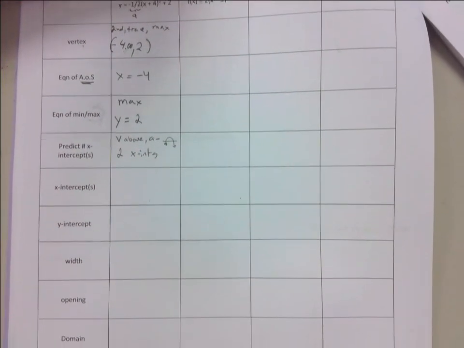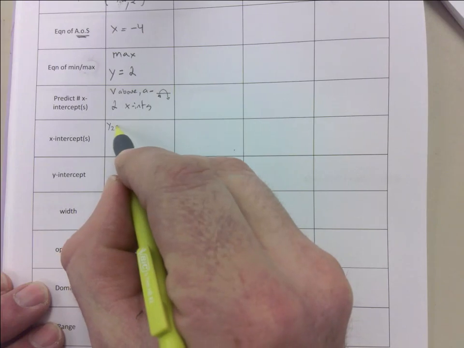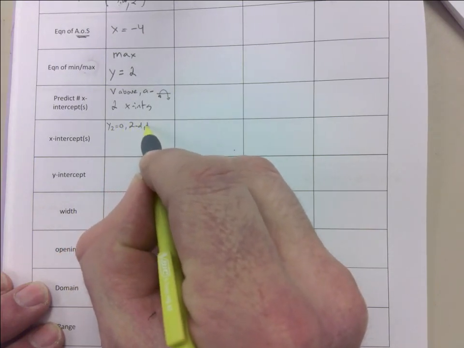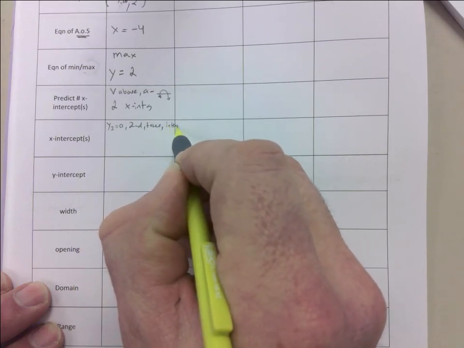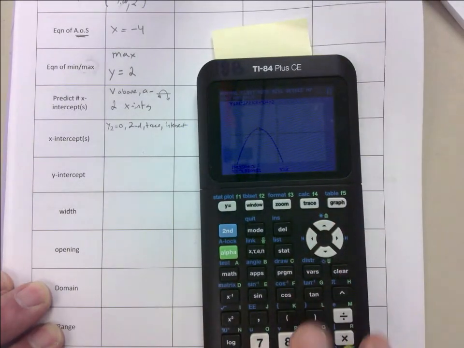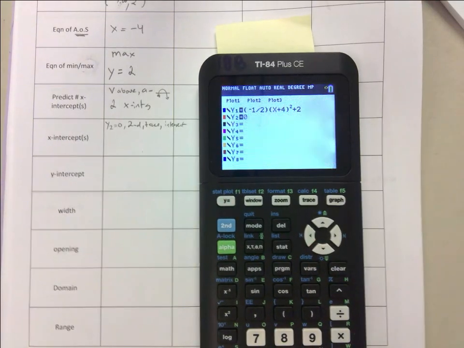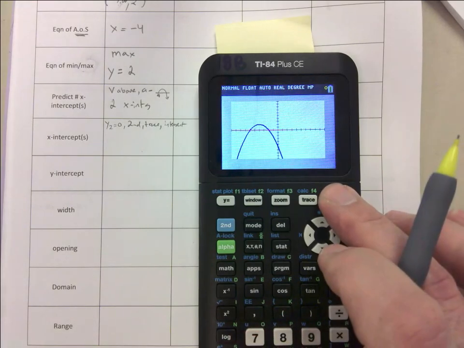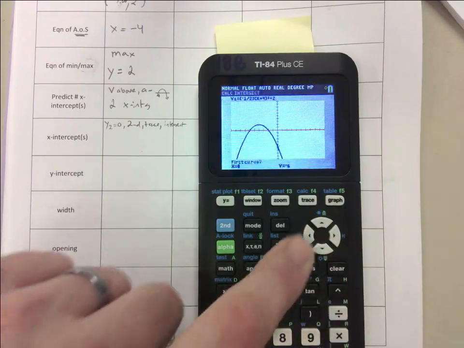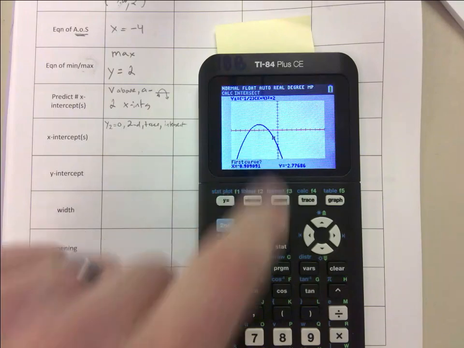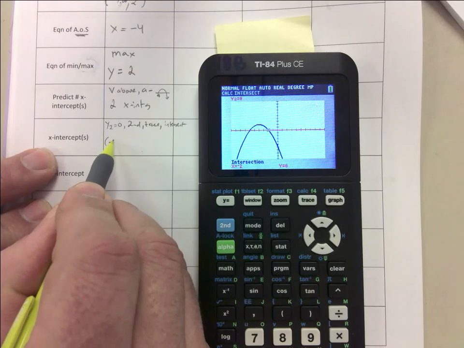Next is the x-intercept. What do we do there? We let y2 equal 0. Second, trace, intersect. So we're going to go y2 is equal to 0. You have to graph before this works, okay? Graph. Then I'm going to go second, trace, intersect. I'll find this one first because I'm closest to it. Enter, enter, enter. So one of them is -2, 0.